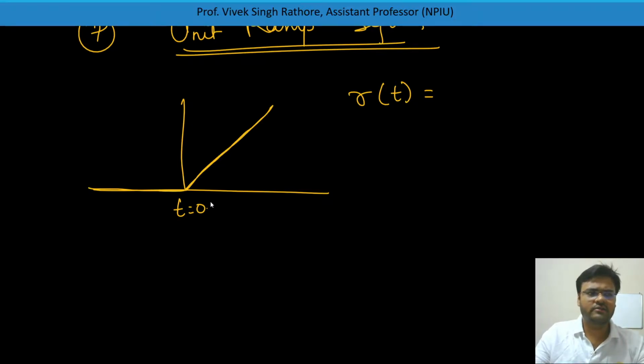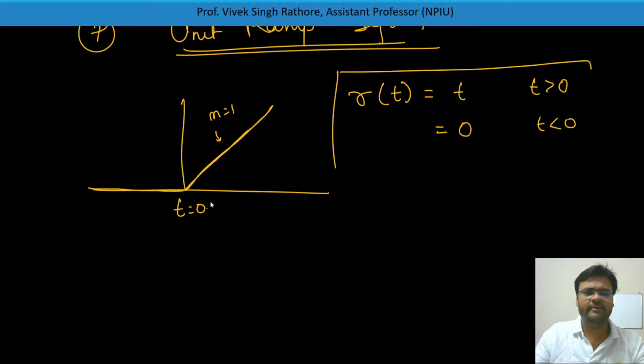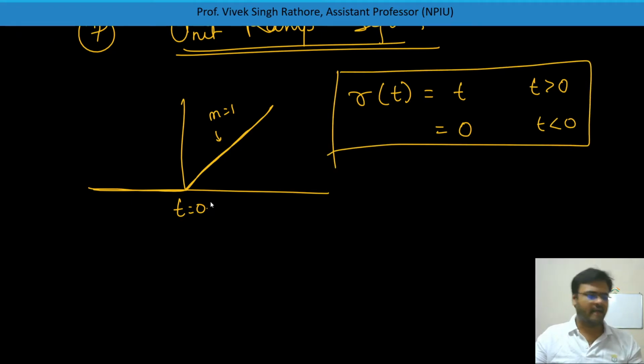This is the ramp signal, and its slope is 1. Here we can say m is equal to 1, so mt plus c with c equal to 0 gives r(t) is equal to t for t greater than 0, and 0 for t less than 0. So this is the mathematical representation of the unit ramp signal.